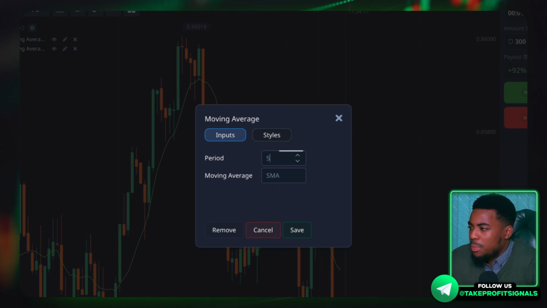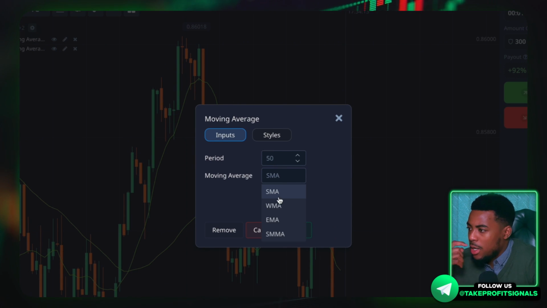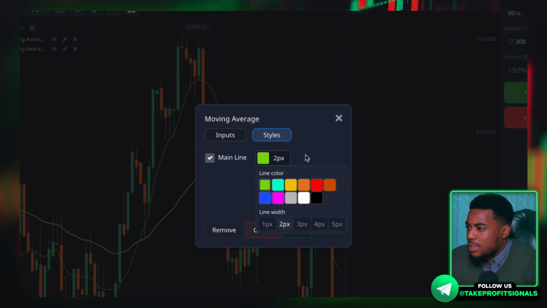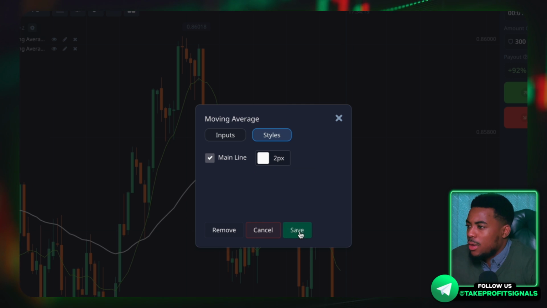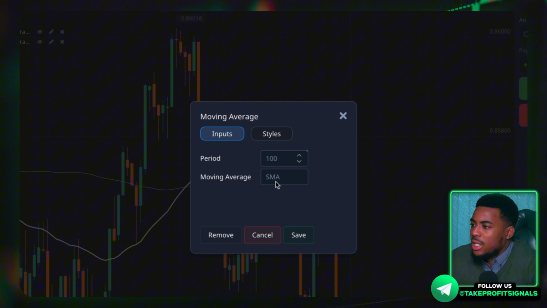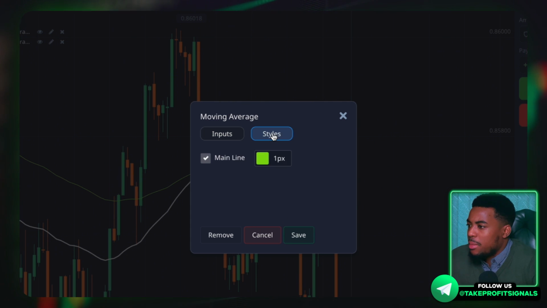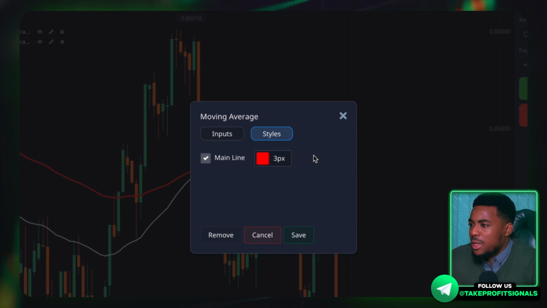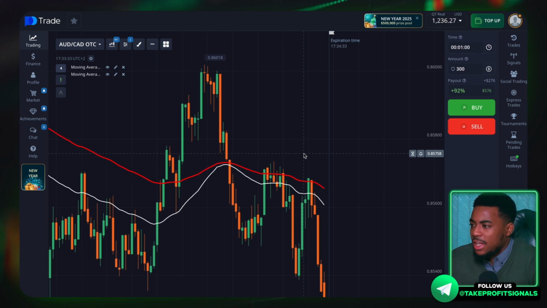Here we set the period 50, the type of indicator EMA, and the styles. We can make it more bold. Let's say white color. The second indicator we will have with the period 100. Here we also choose the type of indicator EMA and styles. We make it more bold. Let's say 3 pixels of red color and save it.